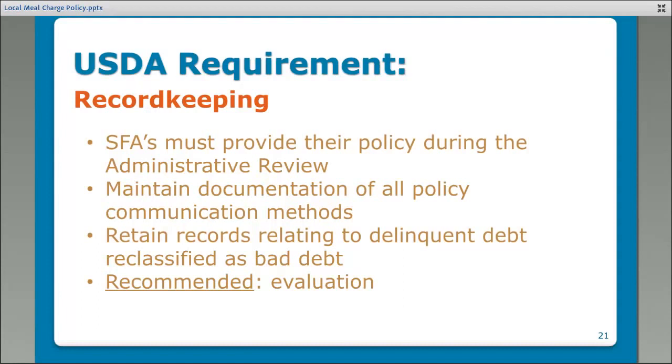The third and final USDA requirement is record keeping. The School Food Authority must provide their local meal charge policy during the administrative review, and you must maintain documentation of all policy communication methods with households, collections agency, legal consult, and with personnel who enforce the policy. Retain documentation related to bad or delinquent debt, and it's highly recommended to evaluate your policy annually, and this documentation may help you in that process.